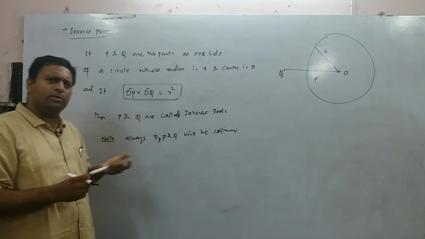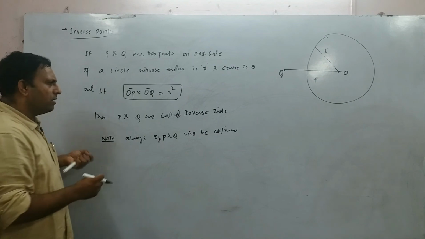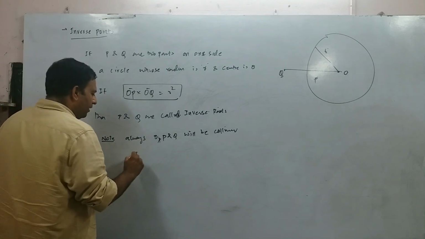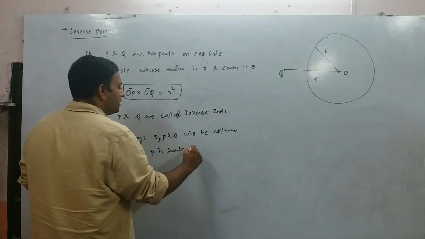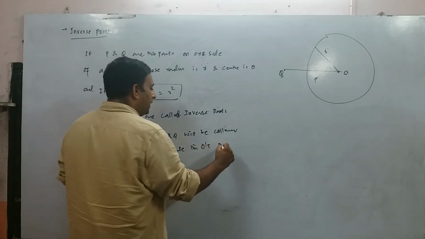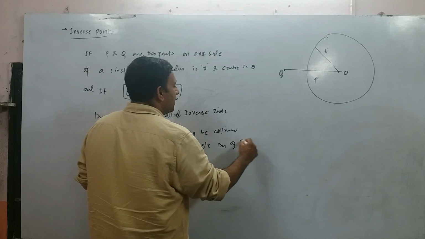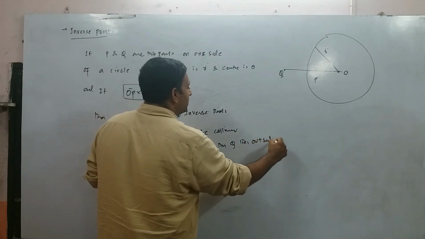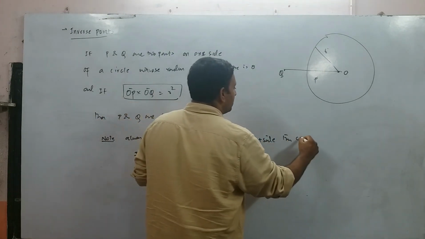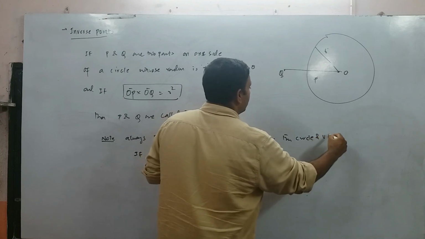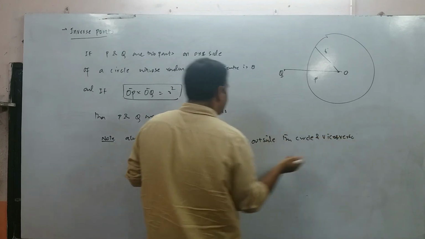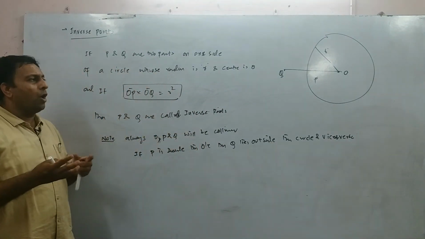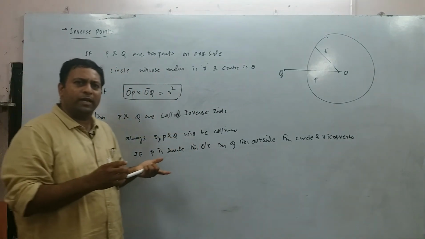They are collinear. Collinear is what? Lying on a straight line. And if P is inside the circle, then Q lies outside the circle and vice versa. Means if P is inside, Q is outside, or if Q is inside, P is outside, right?